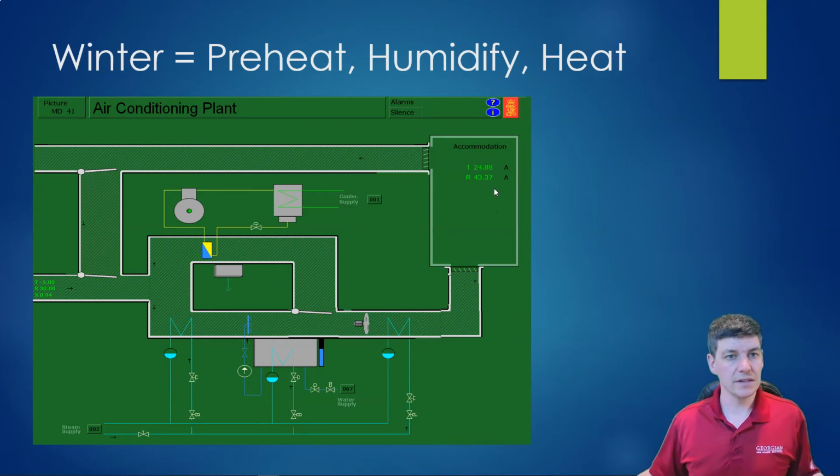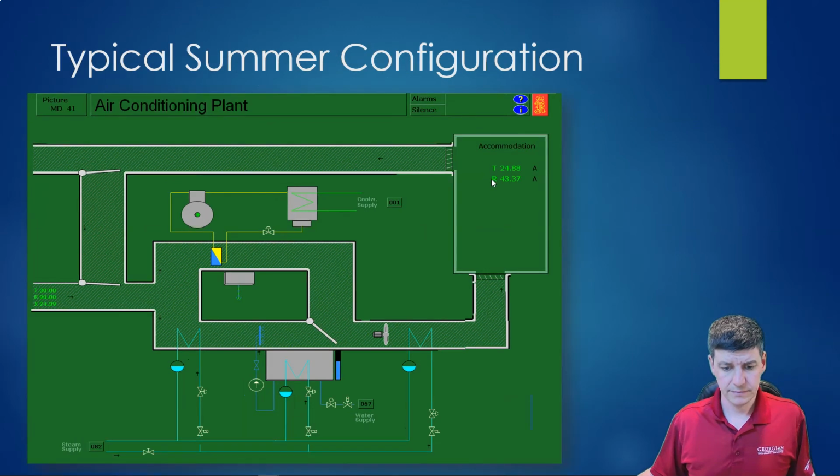Okay. Let's take a look at the summer configuration. It's a little different. Okay. So first thing that's happened in the summertime is we've adjusted the airflow so that it is not going through the heating sections, but now instead we're going to go through this upper section. So we can see that our conditions have changed.